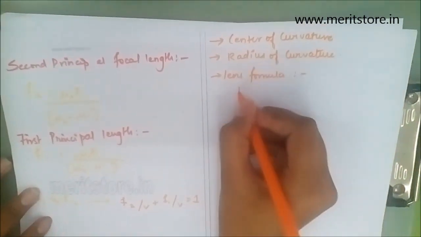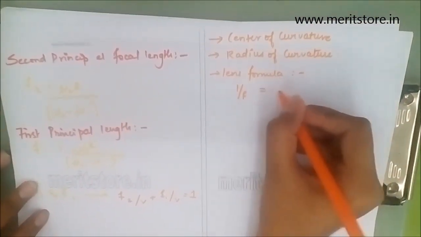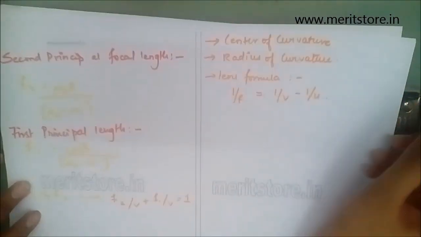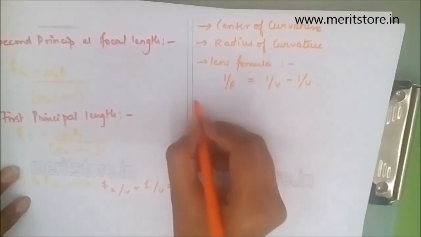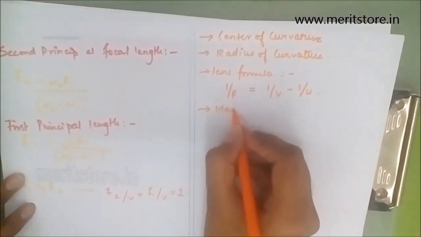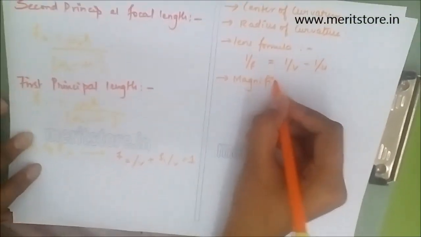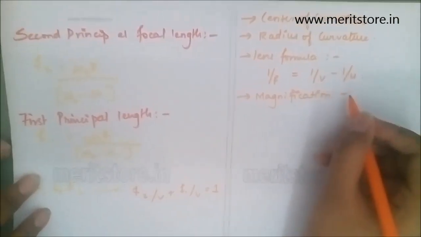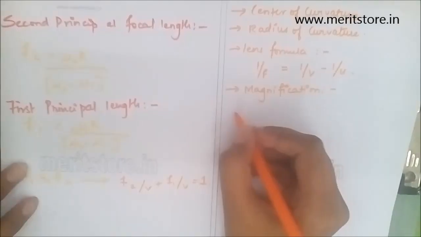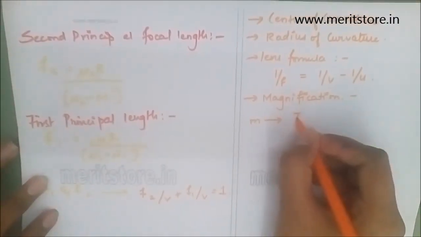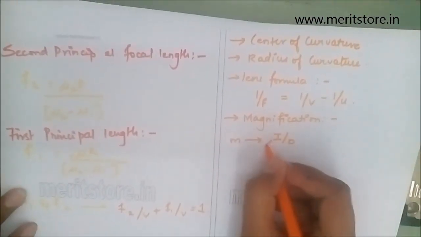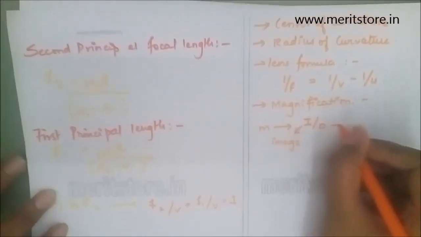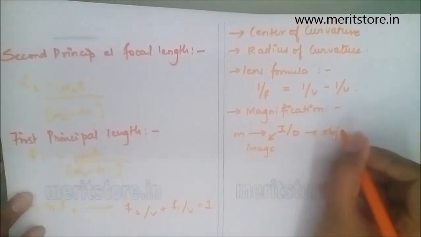Lens formula. It is given as 1 divided by f is equal to 1 divided by v minus 1 divided by u. The linear magnification is the ratio between the size of the image and the size of the object. That is, m equals I by O, where I is the size of the image and O is the size of the object.